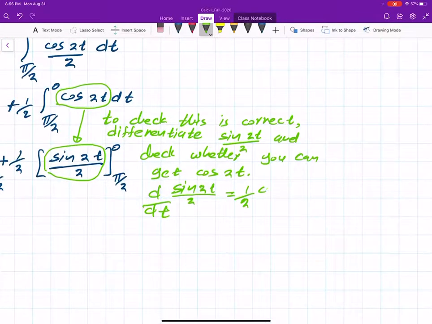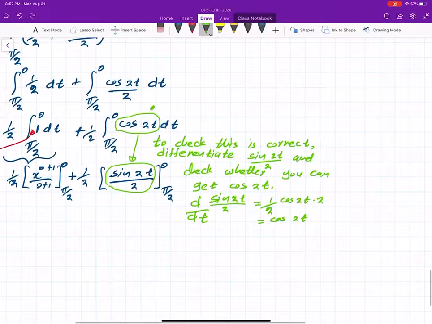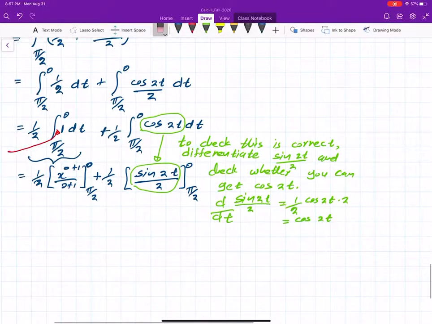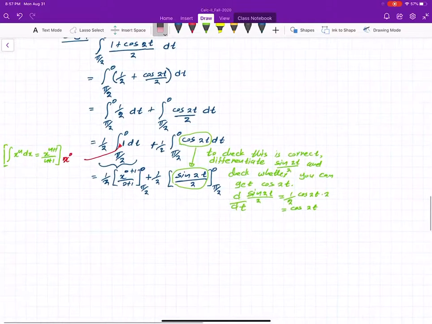If you differentiate sine 2t, it should be cos 2t times the chain rule 2 comes. So you can cancel this 2 with that 2. This is cos 2t, which is whatever you have here. That means the derivative of this one gives you this, so this integration is correct. You can always check whether that's correct. All right, go forward.